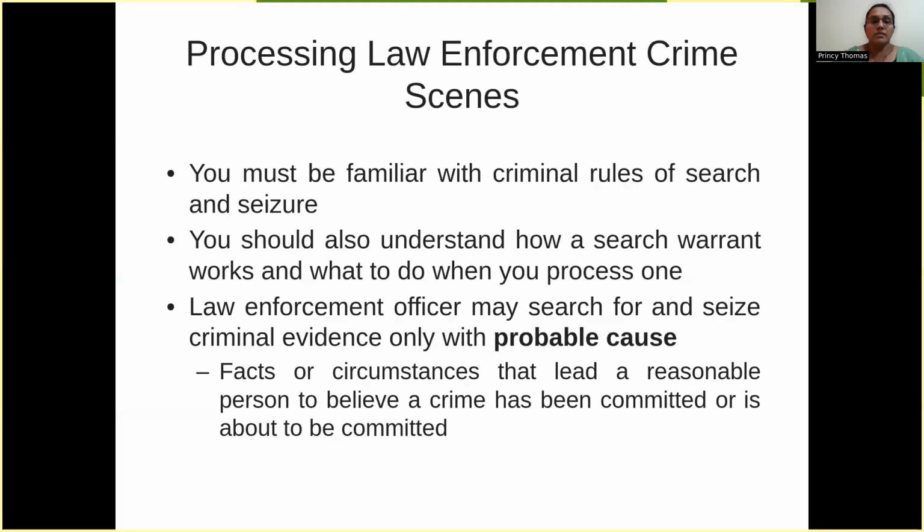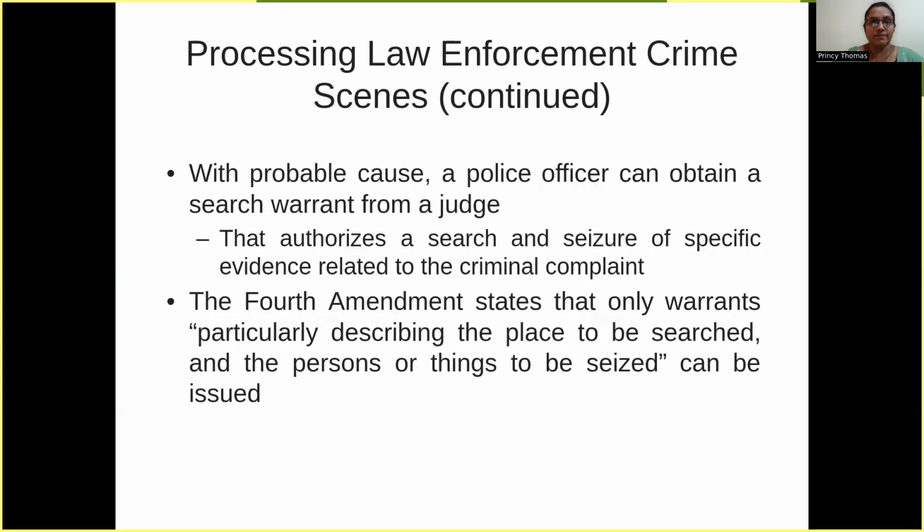Now in the US, a warrant should be signed by a judge, and the most important thing is that there should be probable cause. The law enforcement officer should have enough proof beforehand to suspect that a particular person has done a particular crime and where the evidence of that crime could be found. That is called probable cause. So there must be facts or circumstances that will lead a reasonable person to believe that the crime has been committed or that information can be found about the crime that has been committed.